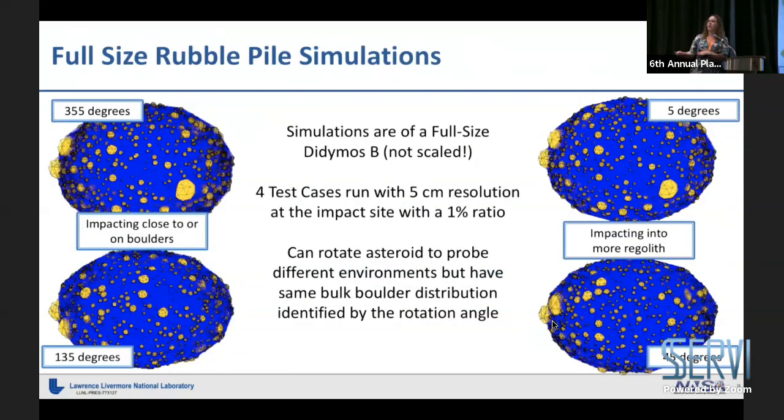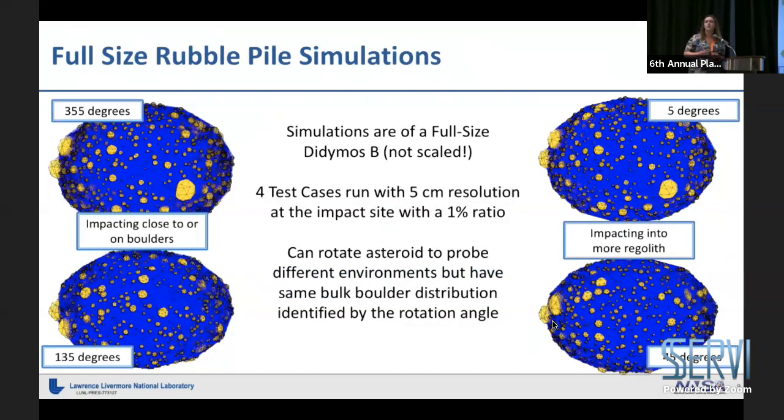And so here are the 4 simulations that I'm going to talk to you a little bit about today. Again, these are full-size rubble pile simulations. We do not scale the Didymos B system. We are actually fully modeling it. I'm going to be presenting 4 test cases, and they have 5 centimeter resolution at the impact site, and we actually ratio out at a 1% feather. It's really hard to see on here, but there is a little tiny red dot that represents our impactor, just so you see.